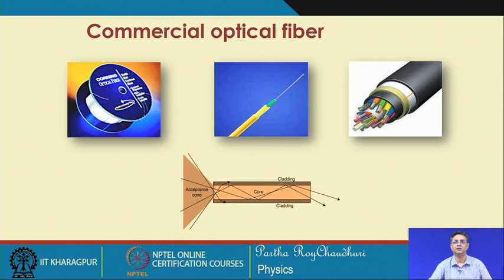This is a cable which contains a large number of optical fibers in groups, which gives an indication of the practical application of optical fiber cables. And this is the basic mechanism by which the optical fiber carries light: you have an acceptance cone, the light is incident, it undergoes total internal reflection and is guided through the structure.